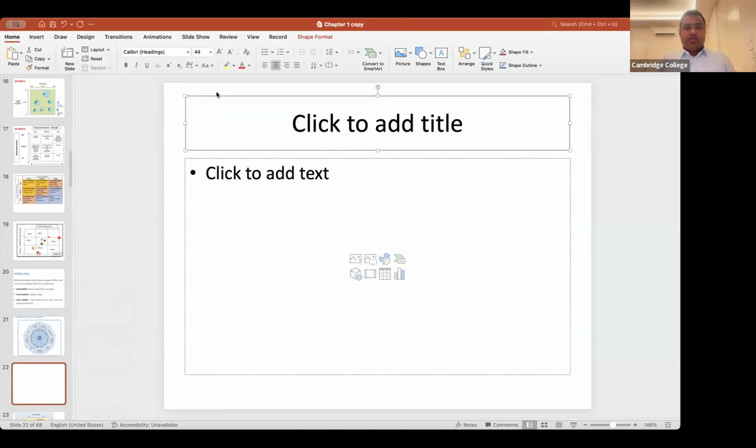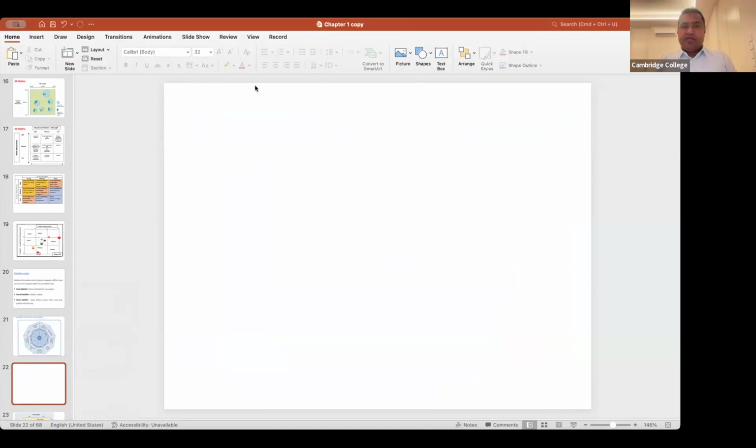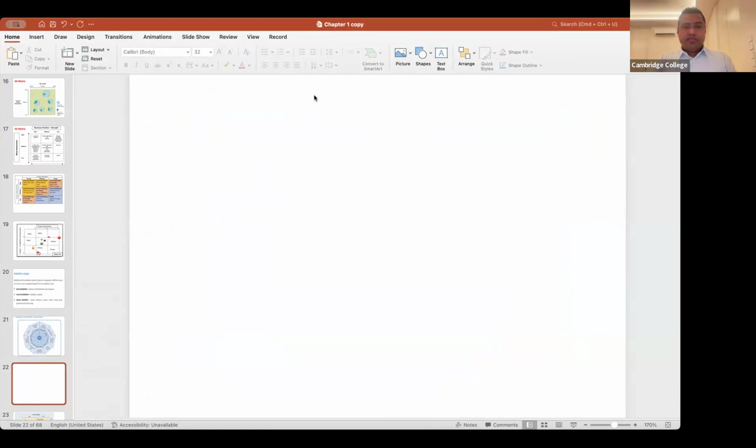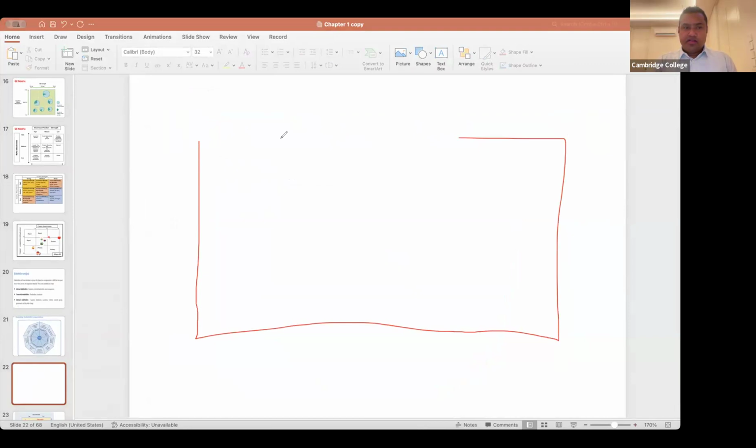Now, I will draw a little bit of diagram here for you to understand this further. Okay, let me draw a diagram so that you can understand this further. So you have maybe you can draw this as well. Stakeholders.